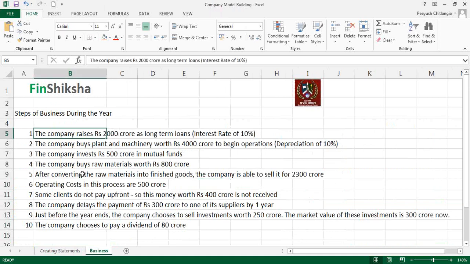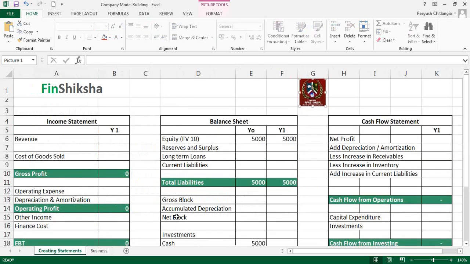We will take them chronologically, assuming that the company has raised 2000 crore as long-term loans. That's the first thing, and they're doing it right at the beginning of the year, right? So the company raises 2000 crore as long-term loans. Where should this come and fit in? Long-term loans were 0 here. They should become 2000 here. So this is going to be 2000.